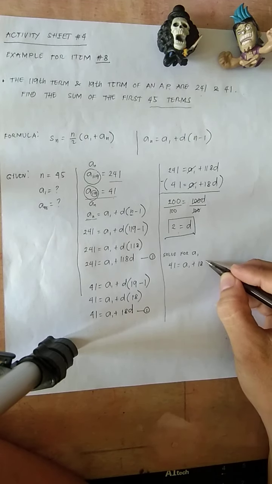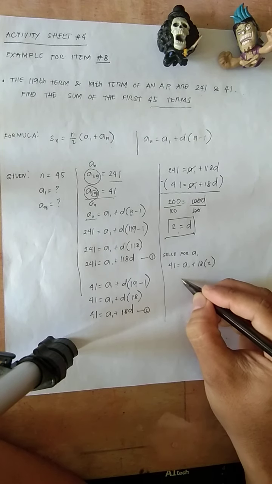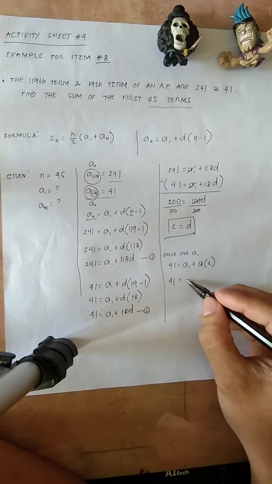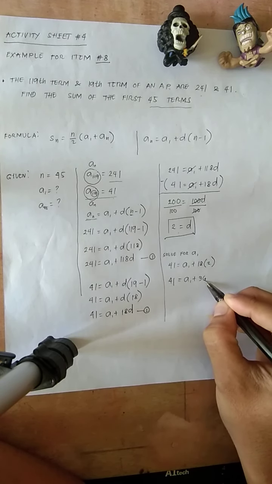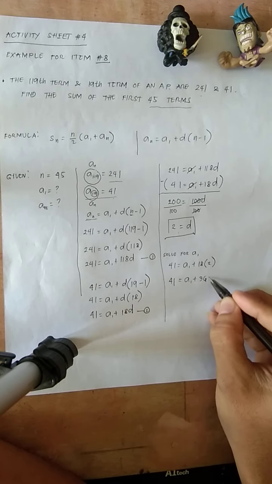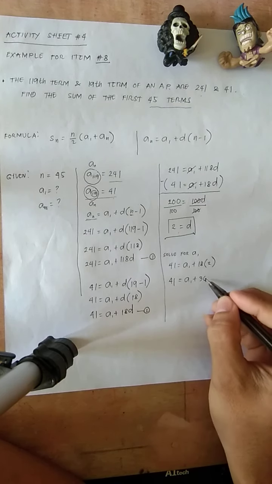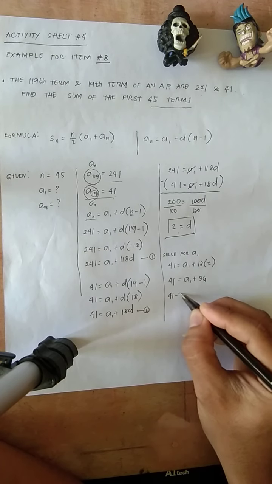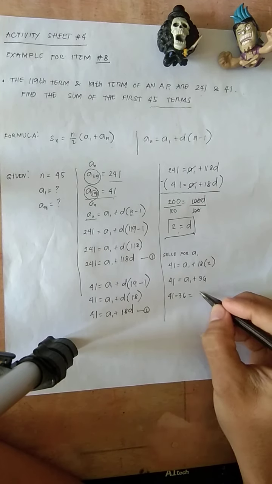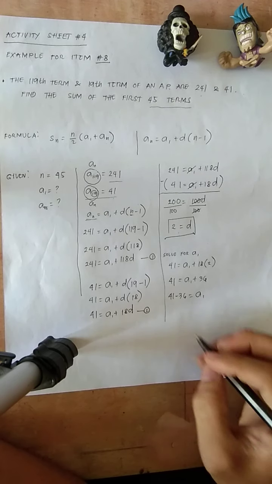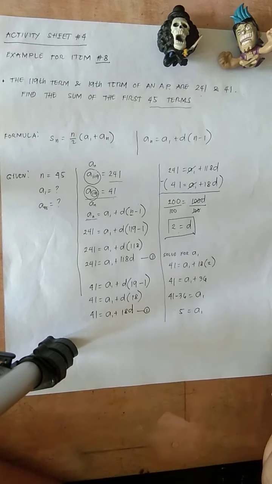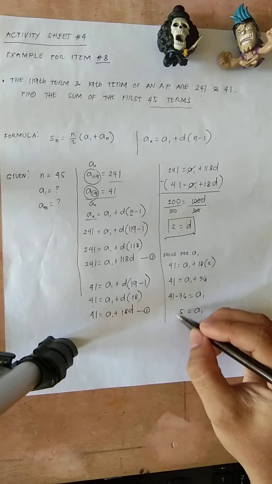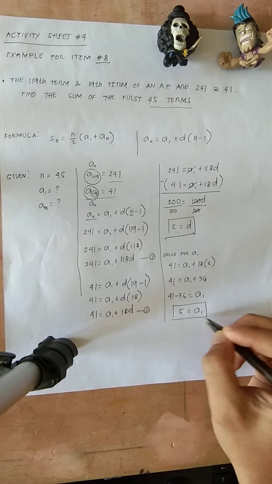The value of d is positive 2, so 18 times 2. Simplify, we have 41 equals a sub 1 plus, what is 18 times 2? That's 36. To find the value of a sub 1, transpose this to the other side of the equation. That becomes minus 36. So we have 41 minus 36. What's left on this side is a sub 1 na lang. And 41 minus 36, that is 5. So therefore we have a sequence whose first term is positive 5 and the common difference is positive 2.